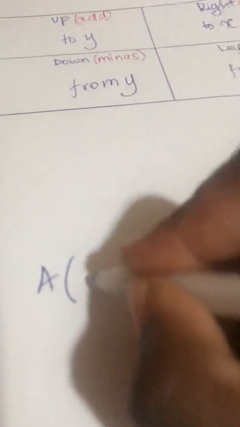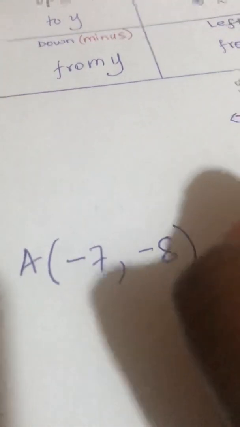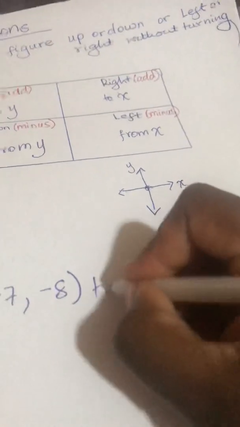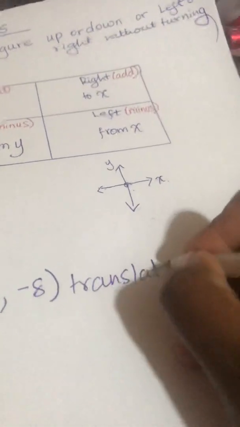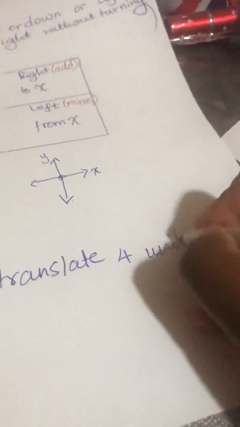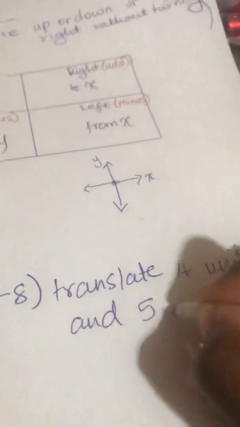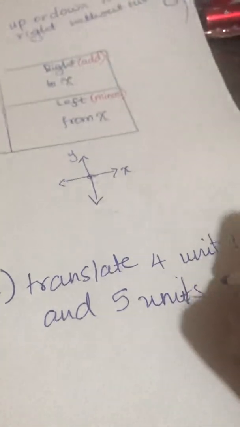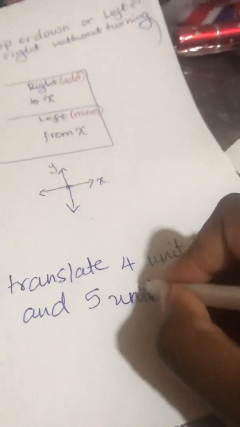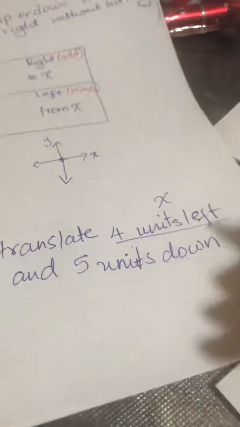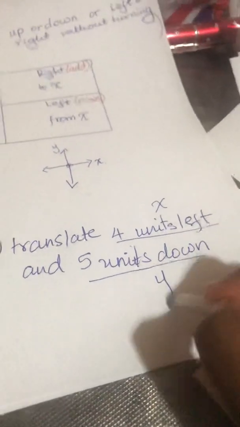All right. So you've been given a point. Let's say your point is A, which is -7, -8. That's your point. And the question tells you, translate 4 units left and 5 units down. That's what the question says. 4 units left. So this is for X. 5 units down. This is for Y.